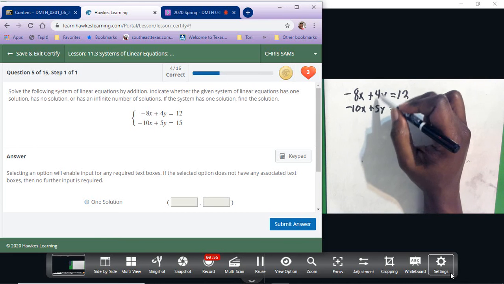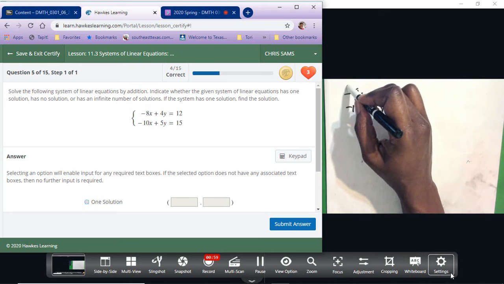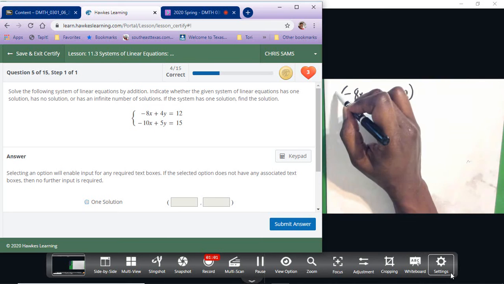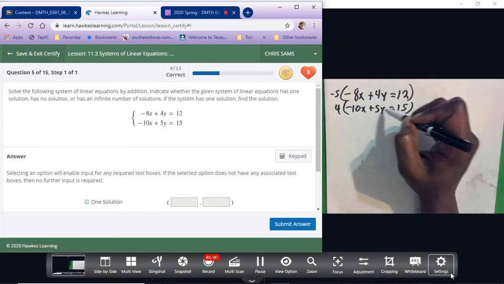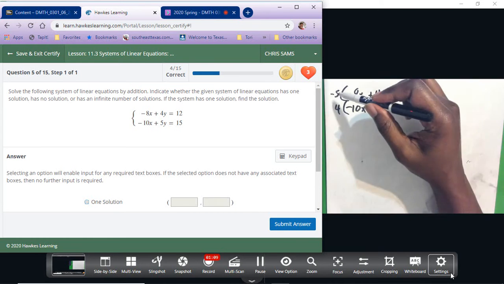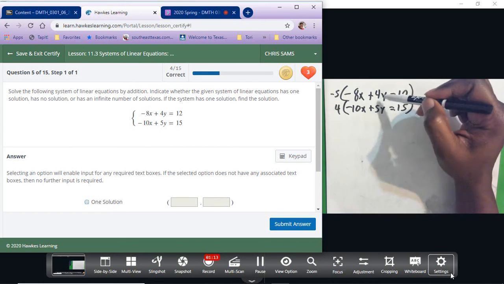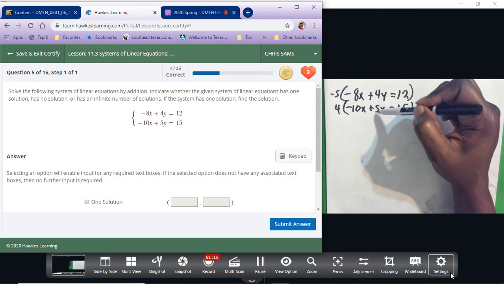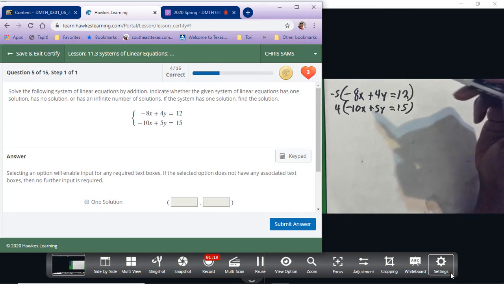The least common multiple between 4 and 5 is 20, so that means I need to multiply this equation by 5, and I'll go ahead and make this one negative this time, and we're going to multiply this one by 4 to make this equal 20. Alright, and so again, you've got to look at the least common multiple. What do you need to multiply to get that, and what do you need to multiply this one to get that?